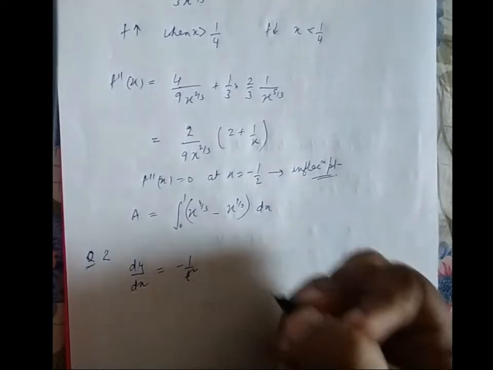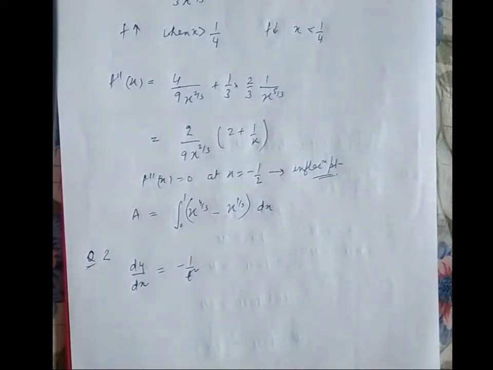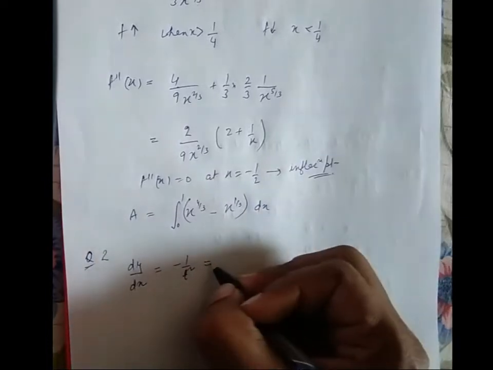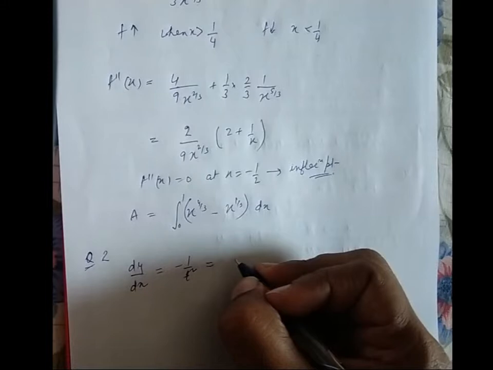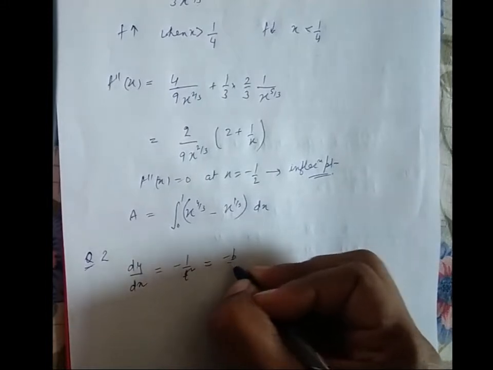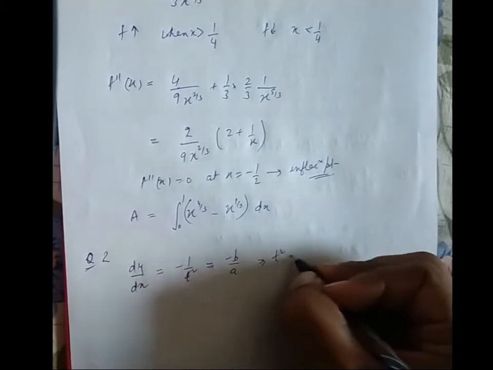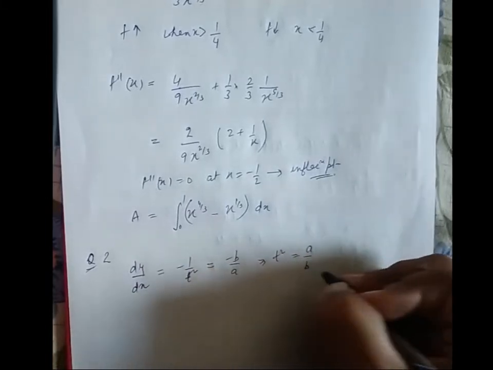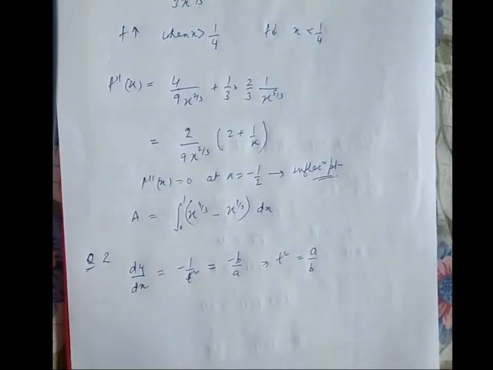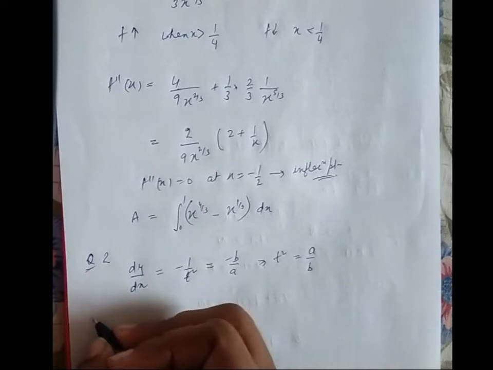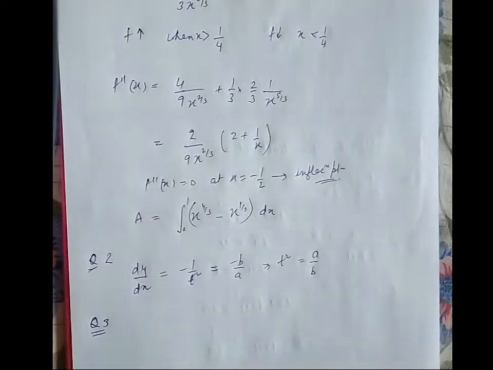We already know that for the tangent to a rectangular hyperbola xy equal to c square, its slope would be minus 1 by t square. So this should be equal to the slope of the given tangent x/a plus y/b equal to 1, which is minus b/a. So this implies t square is equal to a/b. Now since t square is greater than 0, a and b need to be of opposite sign. Okay, moving on to next question number 3.